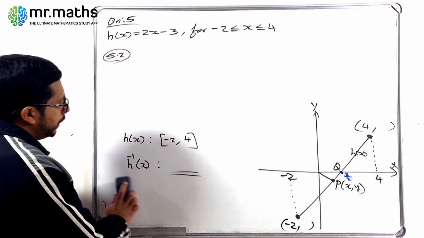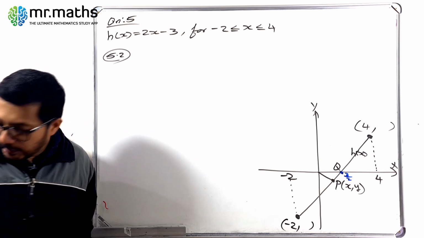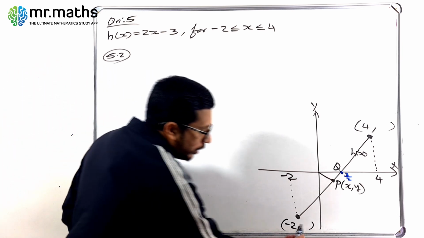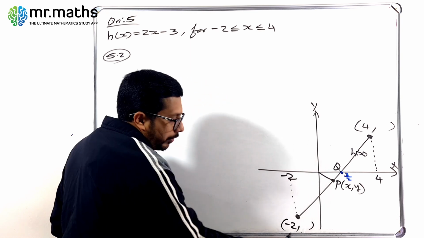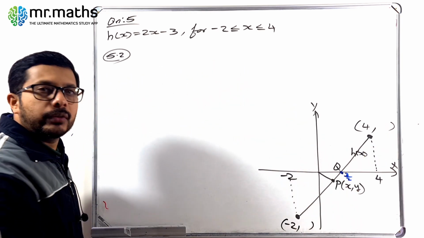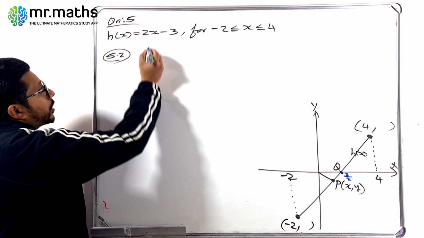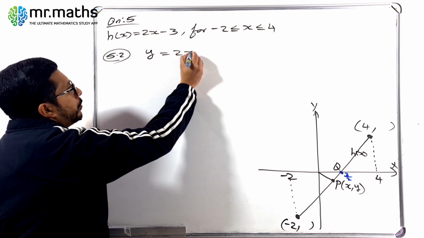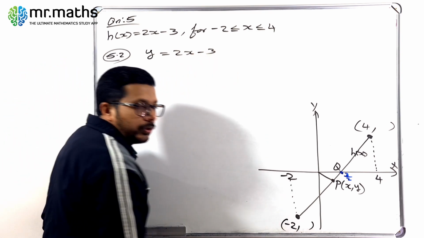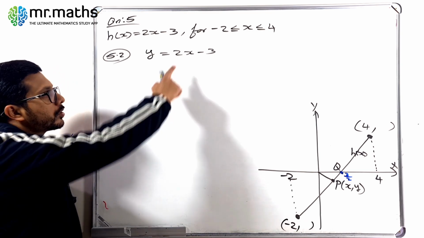Here what we have to do is, first of all, I'm going to find the y values of this point. I want to find the y value here and the y value here. So how can I find the y value? I already told you in 5.1. So what is the equation? Y is equal to 2x minus 3. At this point, what is the x value? Minus 2. So how can I find the y value? Substitute that minus 2 in this equation.